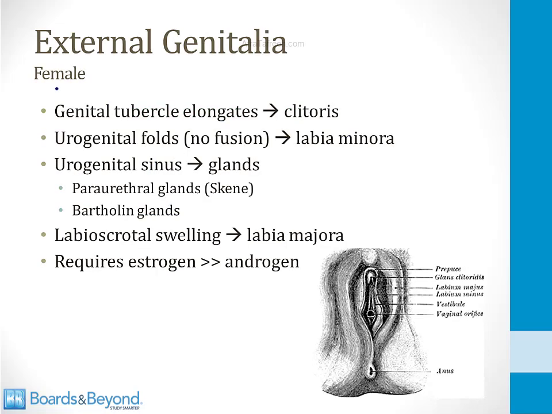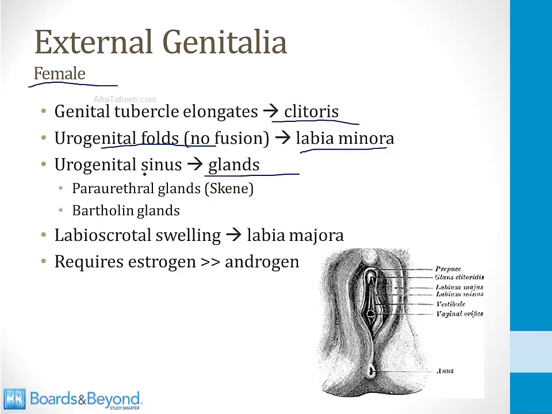Now let's talk about external genitalia development in the female. So in the female, the genital tubercle elongates and becomes the clitoris. In the female, the urogenital folds do not fuse, they persist and become the labia minora. In females, the urogenital sinus forms glands, just like in the male, but different glands form in the female.